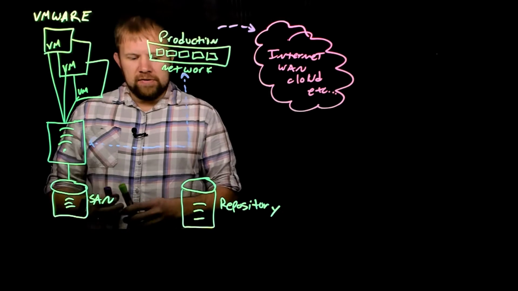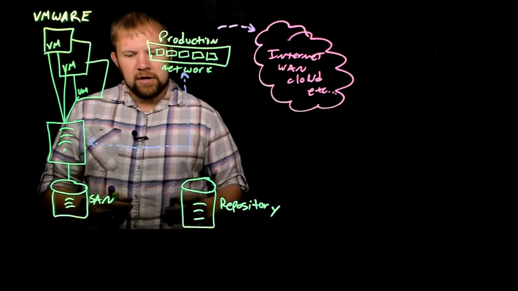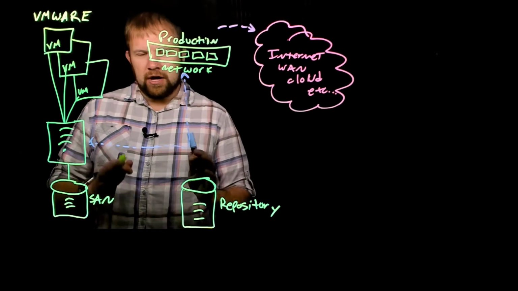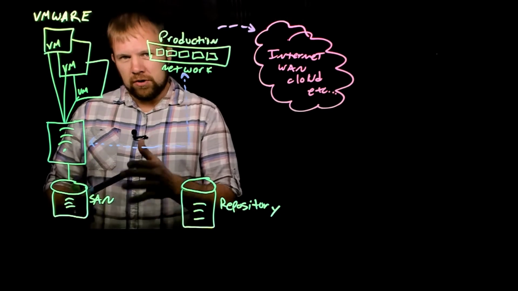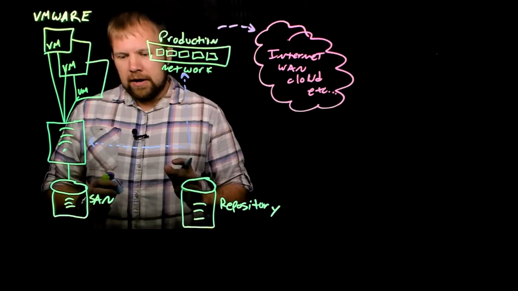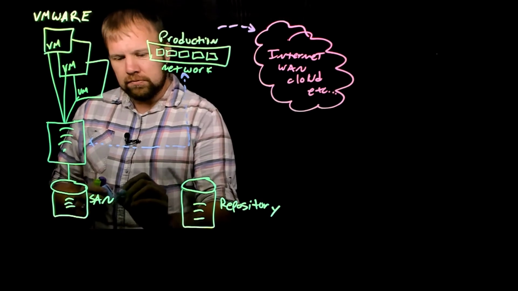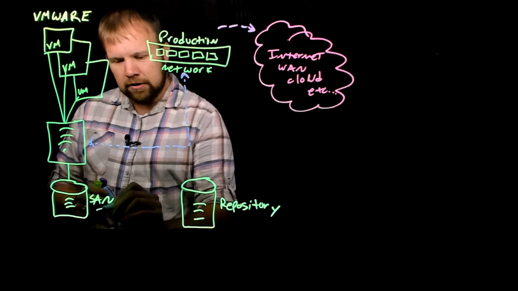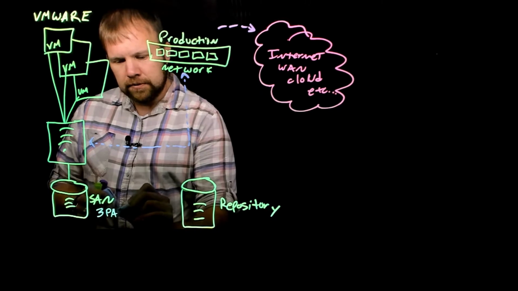Now down at the bottom, we've got drawn out a couple components. You'll notice there are 2 storage depictions here. One of them we've already talked about as the SAN. The other is a Veeam repository. Now, let's also assume that the SAN that we're talking about is a 3PAR, okay?